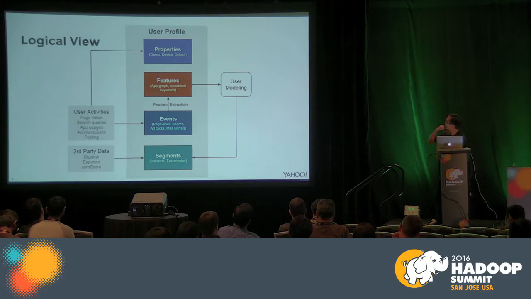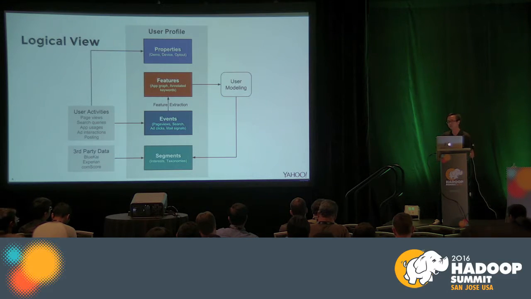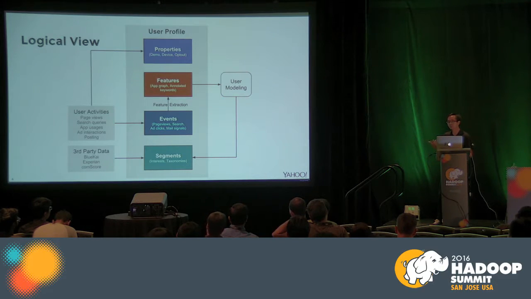So on the other side, we have another category called properties. The difference between properties and events features is that properties tend to be static information, like your age, gender, and the devices you have. In most cases, when you register as a Yahoo user, you will tell us your year of birth, your age, something like that, right? So those are the properties.